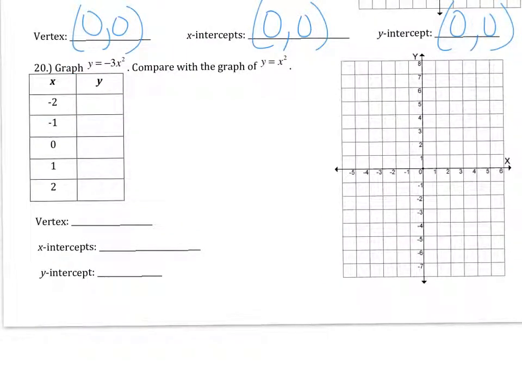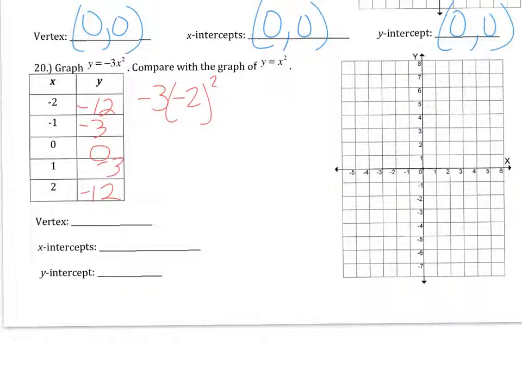So in number 20, we are going to graph y equals negative 3x squared. And we're going to plug this in the calculator. And again, remember, make sure you do negative 3, parentheses, negative 2, close parentheses, square it. So we will get negative 12. When we plug in negative 1, we'll get negative 3. 0 is 0. 1 is negative 3. And 2 is negative 12.